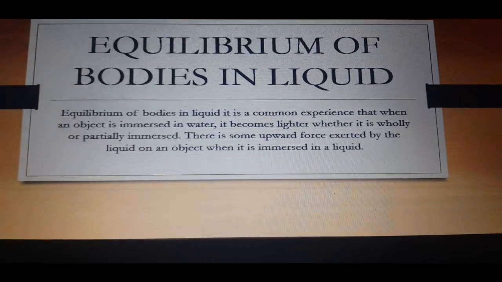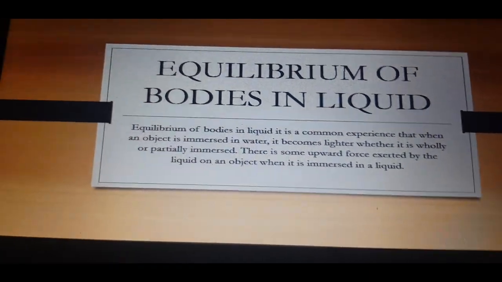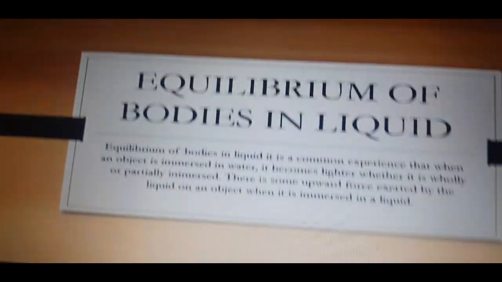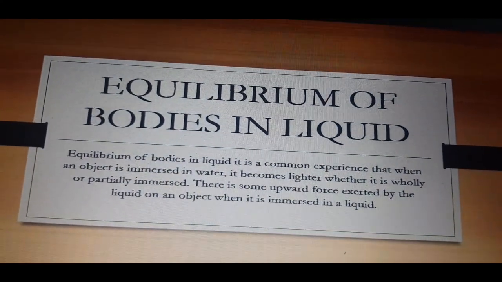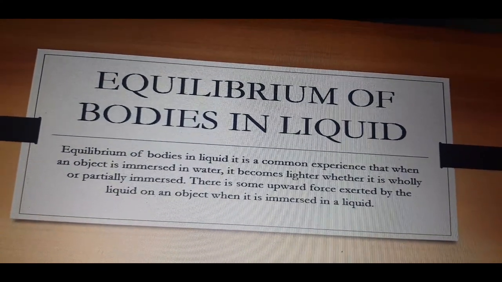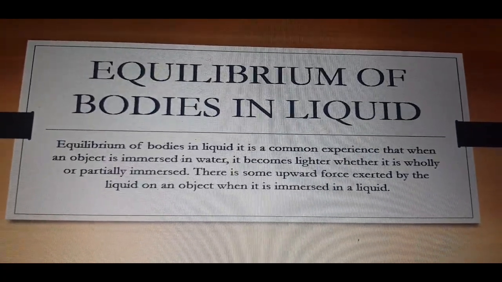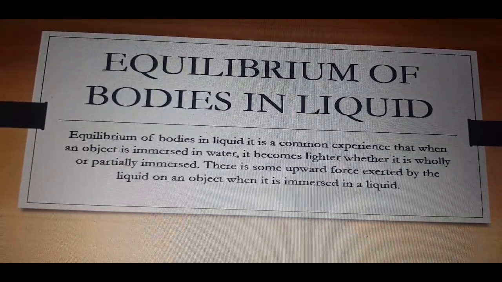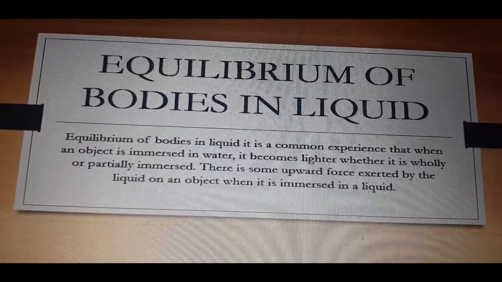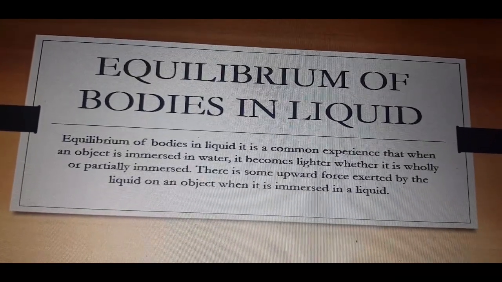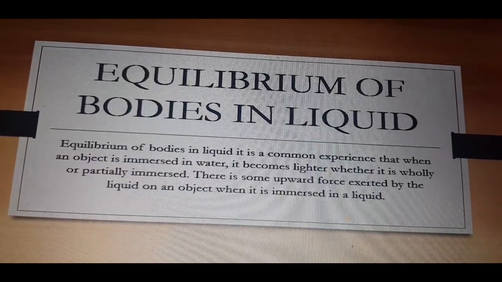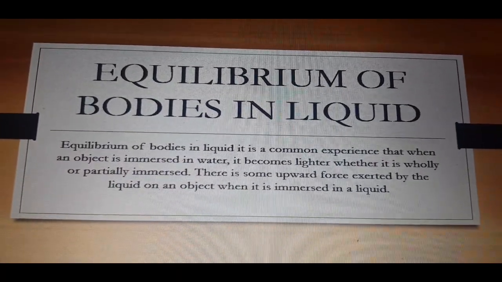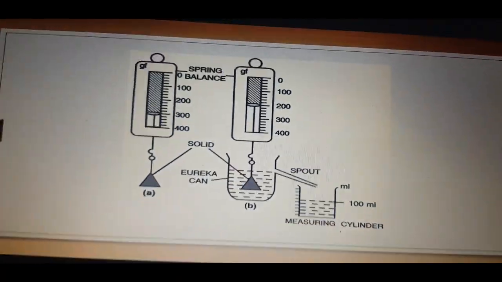So equilibrium of bodies in liquid is when we immerse an object in water, its weight becomes lighter than the weight in space, when we do not immerse it in water. Let's see some examples.